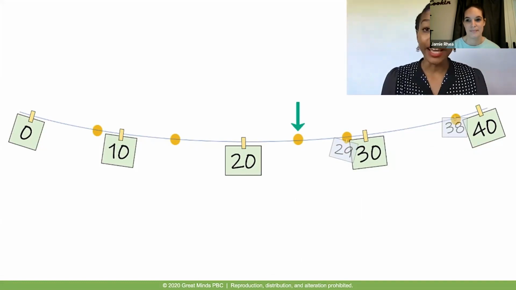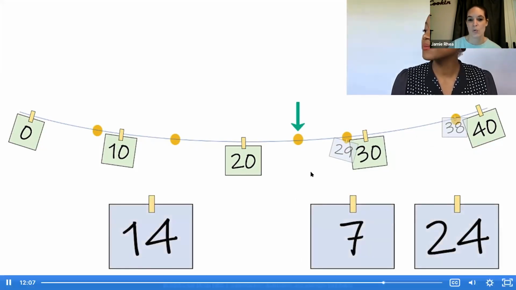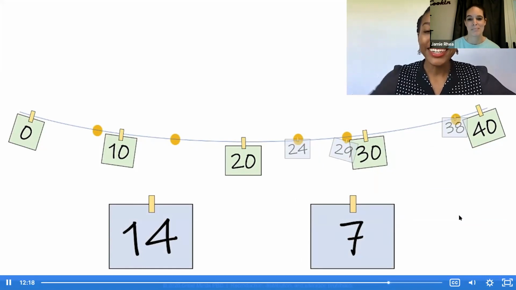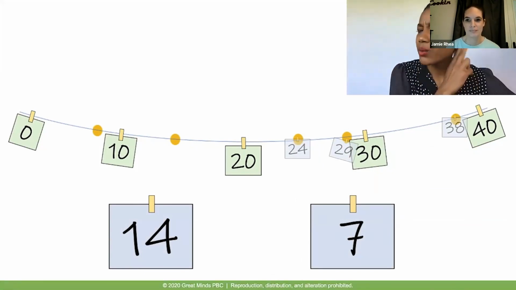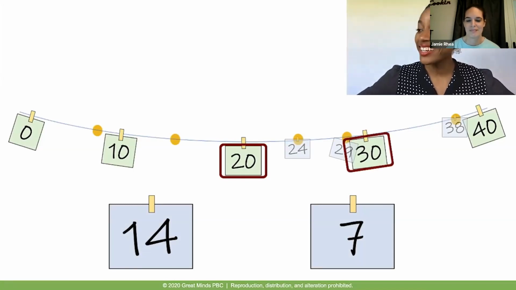What about this dot? Which number do you think goes here? It would have to be greater than 20 and less than 30. So which one is greater than 20 and less than 30? 24. Yes. 24 is greater than which 10? 20. It's greater than 20, but it's less than 30. So it definitely belongs right there.